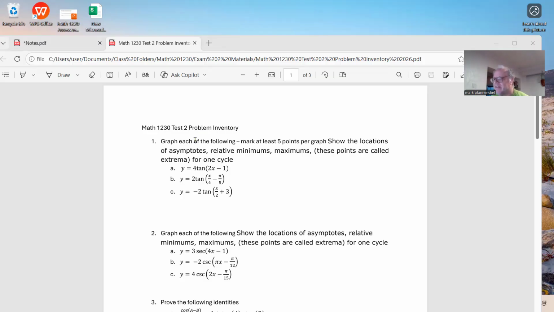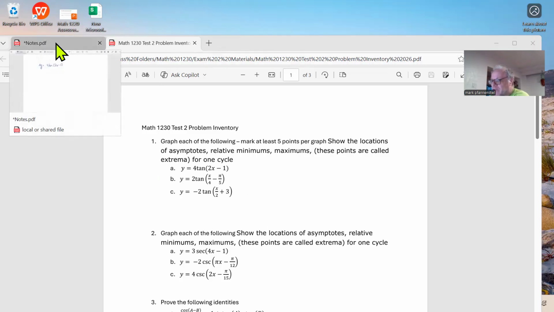We are going to take a look at test tube problem inventory, which means we're just going to run through a bunch of these problems. This is going to be problem 1A, and the instructions are: graph y equals 4 tangent of 2x minus 1. We're going to note 5 points, including some asymptotes, an intercept, and a couple of extra points here.